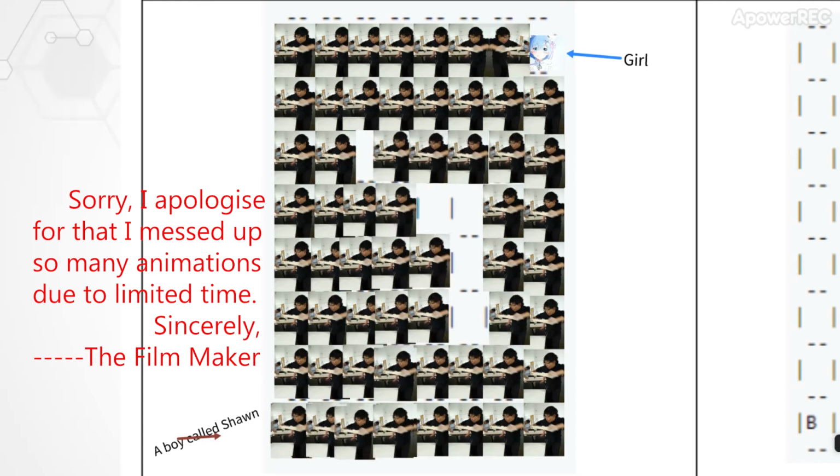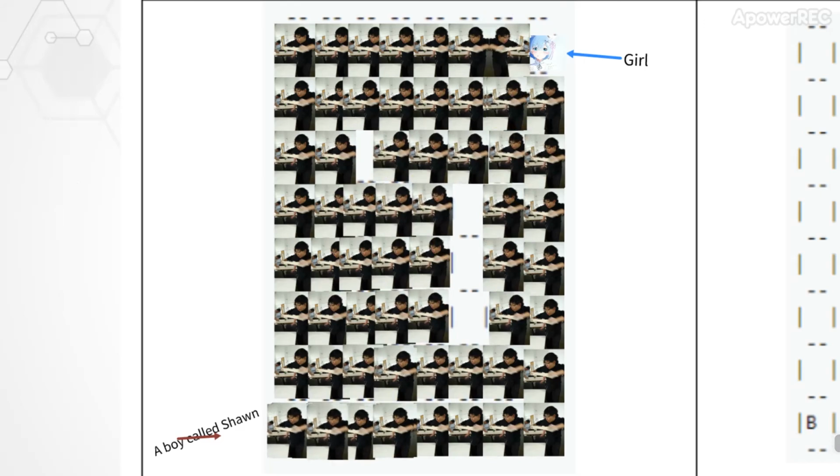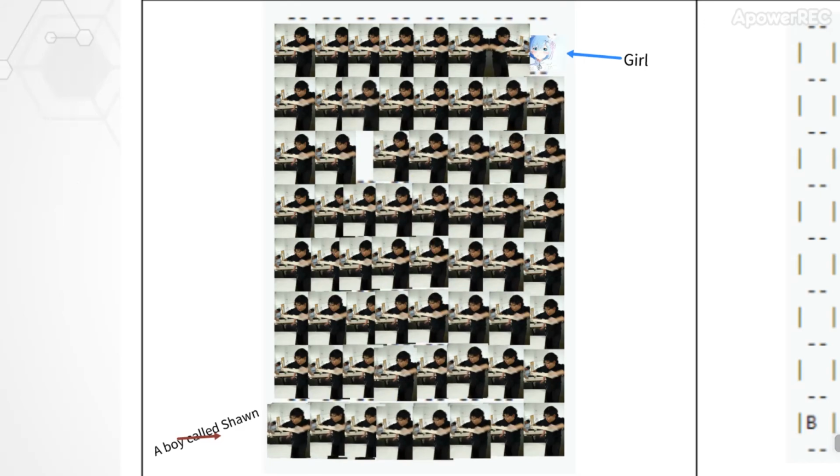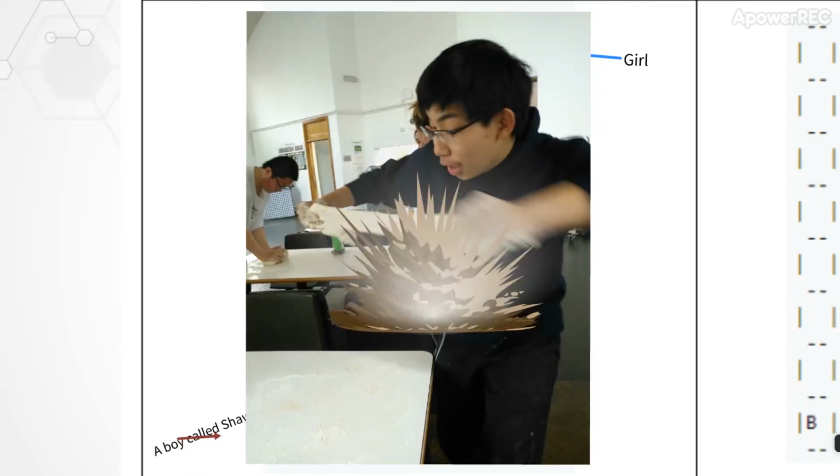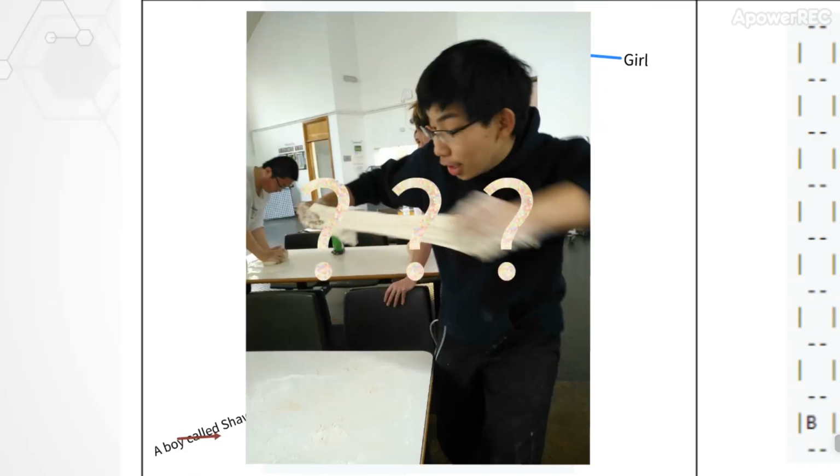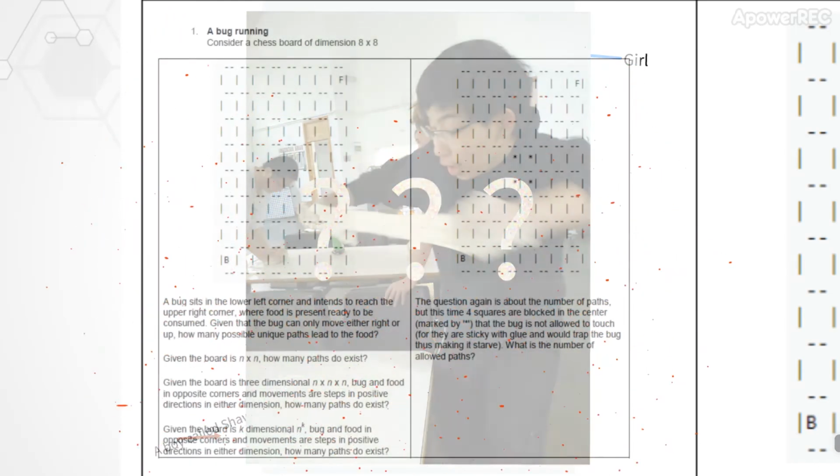Which path will he choose? Maybe you can ask him. He's just standing in front of the path. You can ask him which path he wants to choose. So next we are going to the first problem, which is asking us how many paths Sean has to choose from.